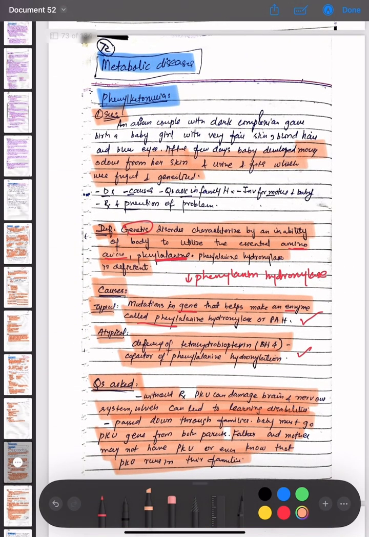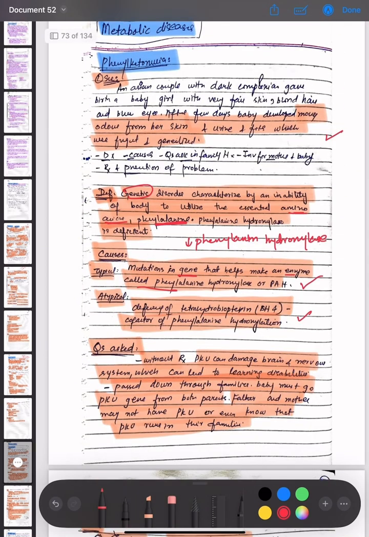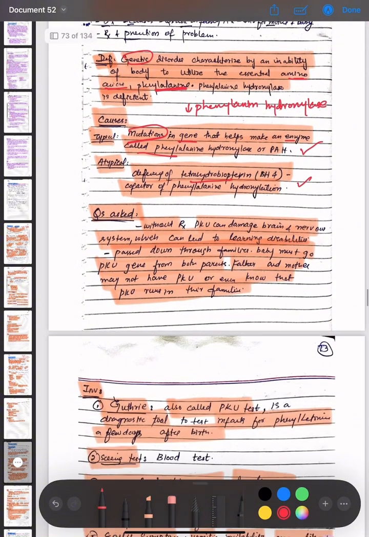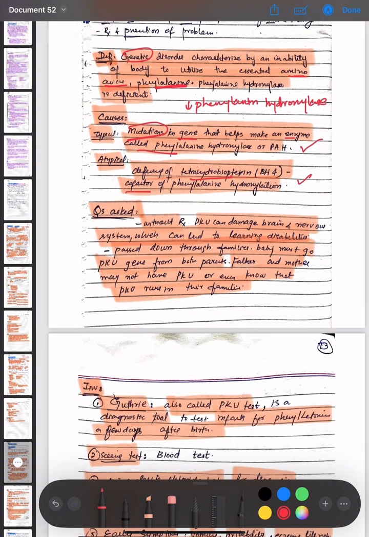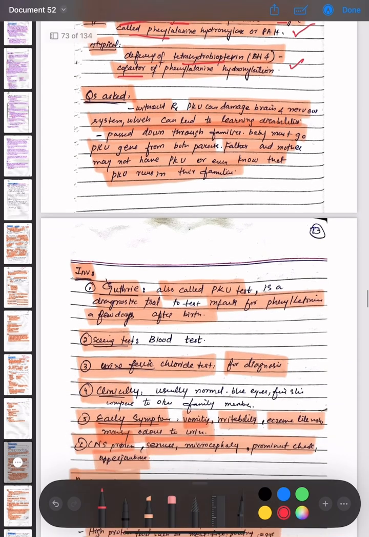So we have discussed the metabolic disease phenylketonuria, which is a genetic disease present from birth, in which a mousy odor occurs from the skin and urine, and there are frequent generalized fits. There are both typical and atypical causes. The typical cause is a mutation in the gene, and the atypical cause is deficiency of the tetrahydrobiopterin enzyme cofactor. Then we have to ask the parents about the family history. As it is a genetic problem, then we will investigate.